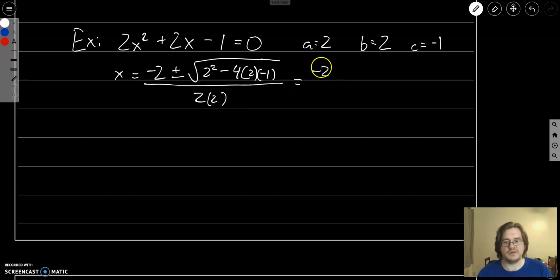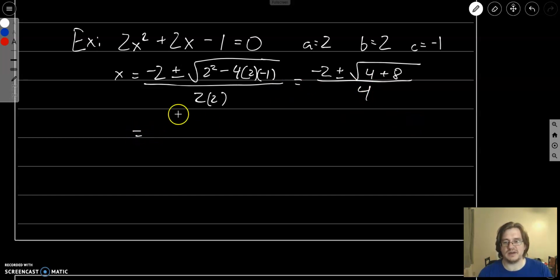So again, simplifying, negative 2 sticks around, plus or minus the square root of 4, 2 squared, minus 4 times 2 times negative 1. 4 times 2 is 8, times negative 1 is negative 8. So if I'm going to subtract negative 8, it's the same thing as adding 8. The negative signs will cancel out, and all this will be divided by 4.